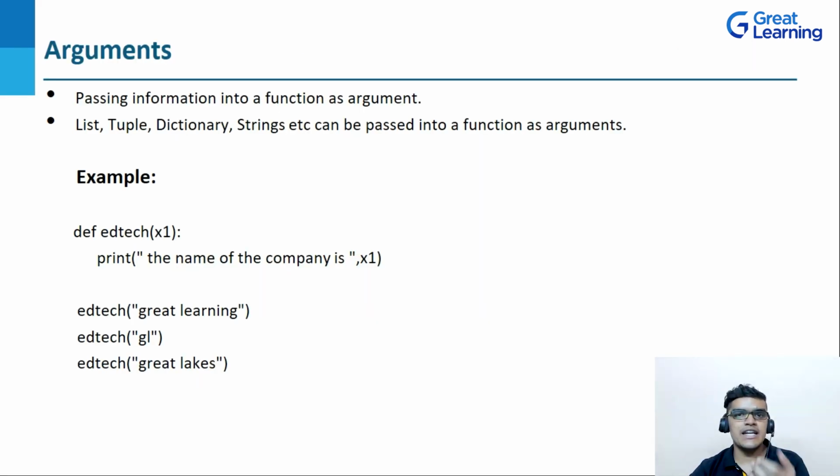So now after understanding what function is, we can also pass information into a function as argument. We can pass list, tuple, dictionary, strings into a function as an argument. Now here you can see the example. This is my function, right? And inside this function, I am passing information in the form of string, right? Great Learning, GL, Great Lakes. So I'm calling the function and I'm passing the parameter. So it will print the name of the company is Great Learning, the name of the company is GL, the name of the company is Great Lakes.